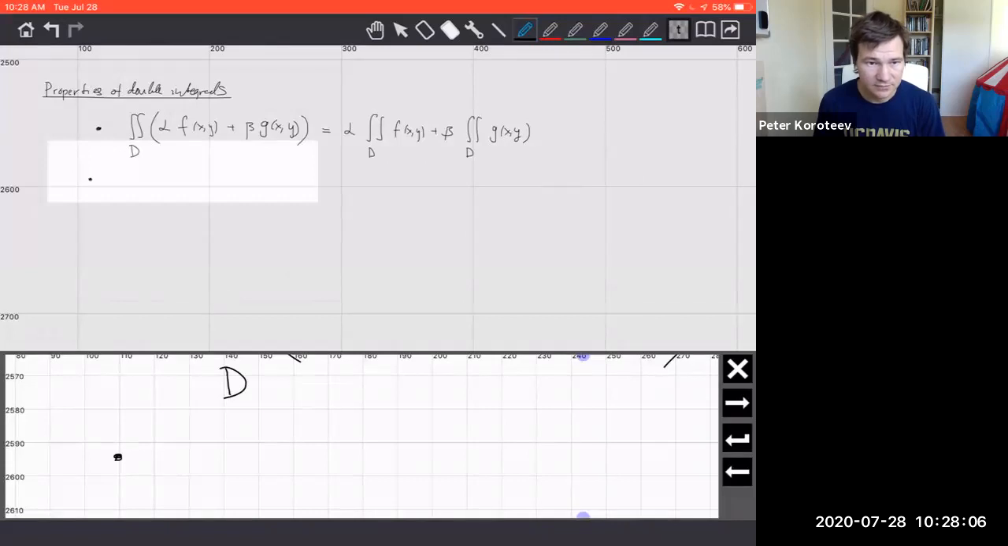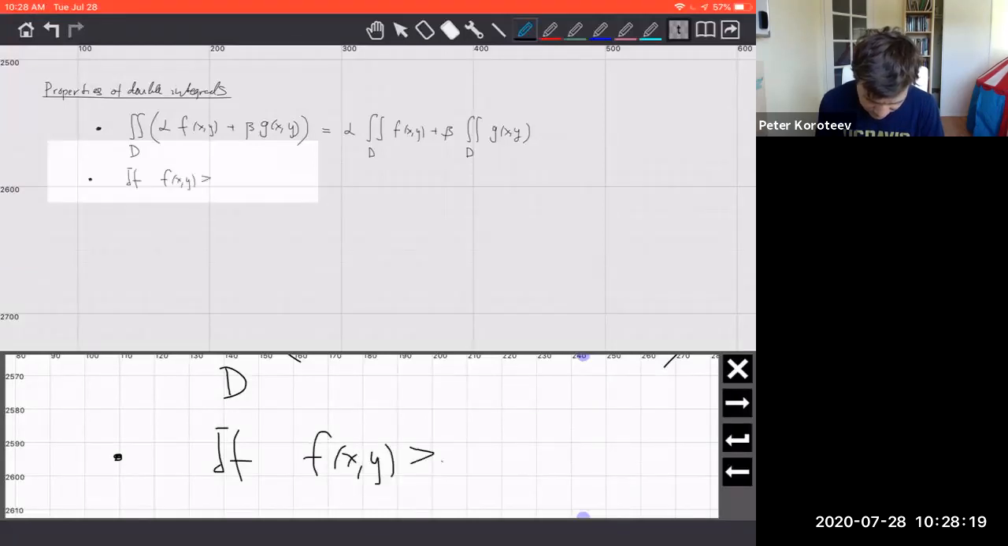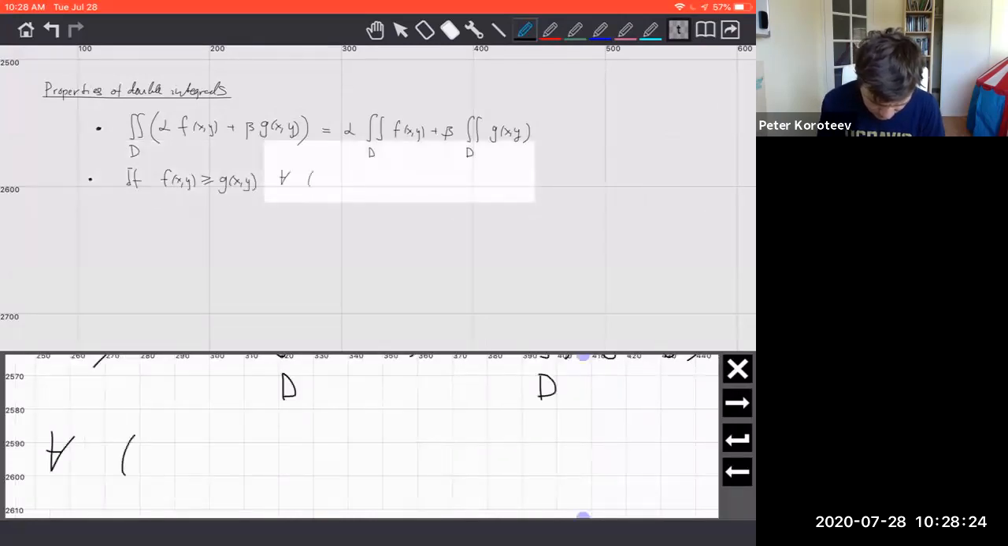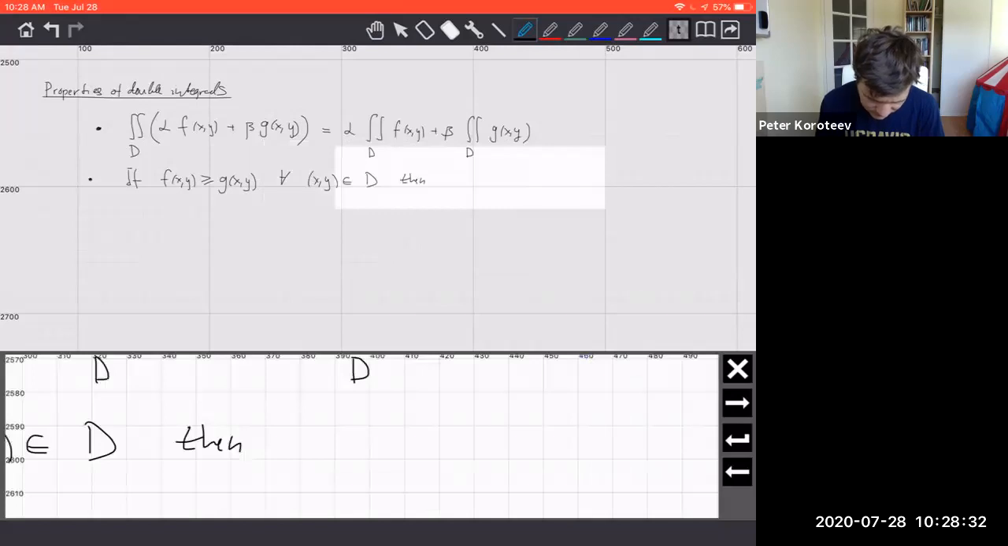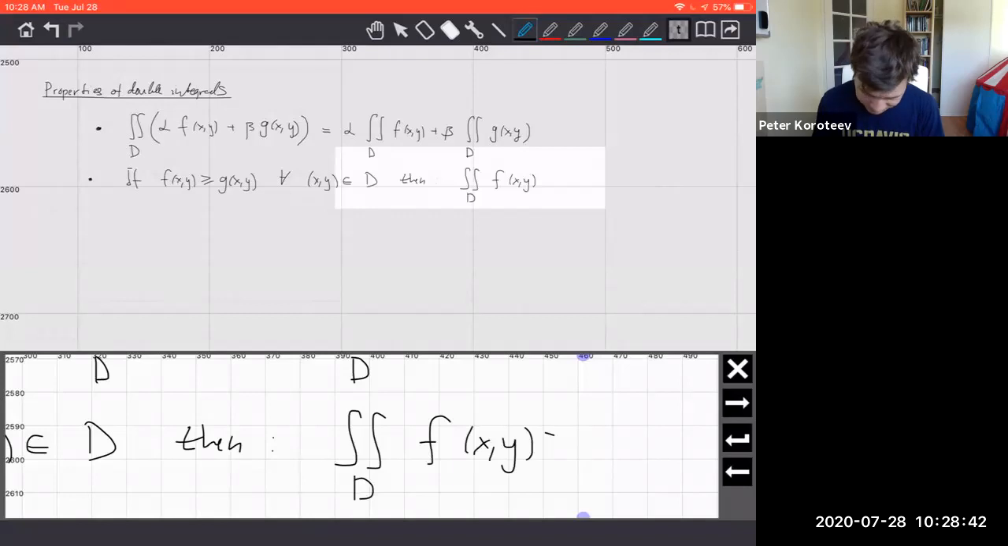Then there's monotonicity, right? So if you have one of the functions greater or equal than the other everywhere on D, or the set over which we're integrating, then the inequality persists for the integrals as well.